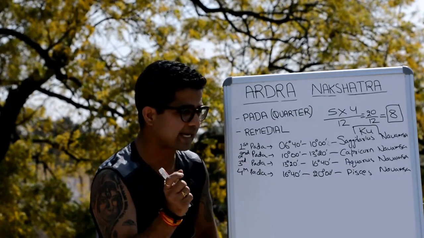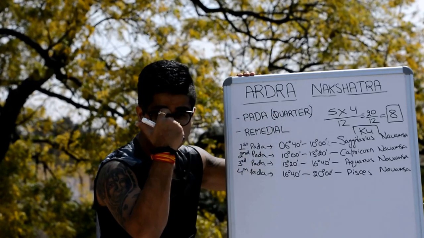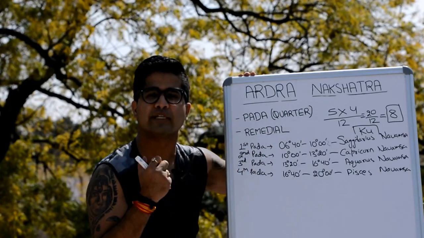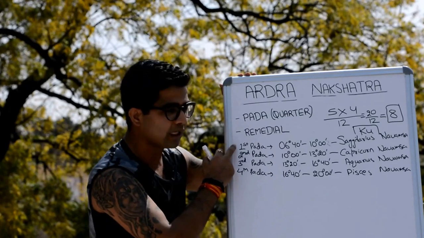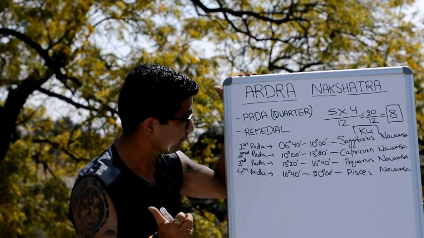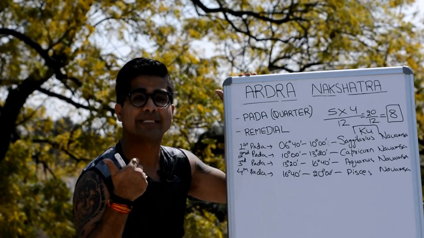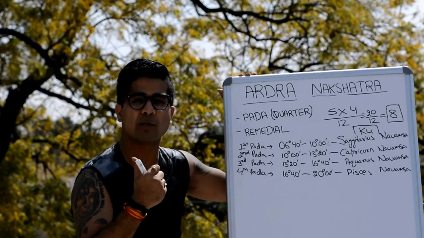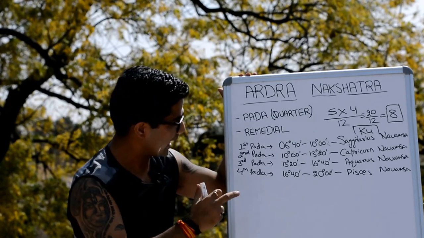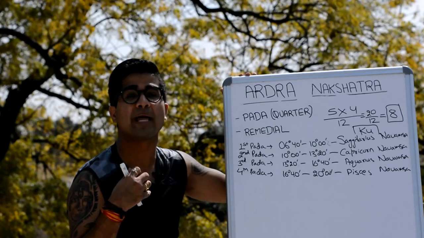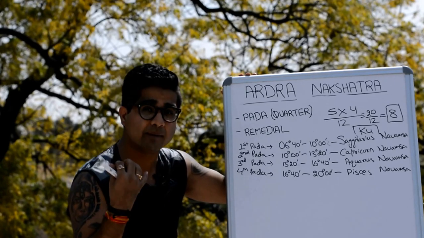So the summary is that within the Ardra nakshatra only, as you can see, the energies manifest in different ways. The first pada was all about happy-go-lucky. Second pada was all about materialism. Third pada was all about heightened mental qualities. And the fourth pada is all about humanitarianism, benevolence and helping others.